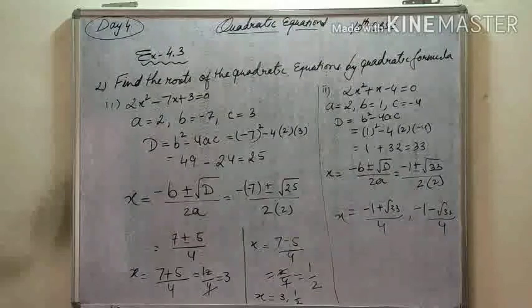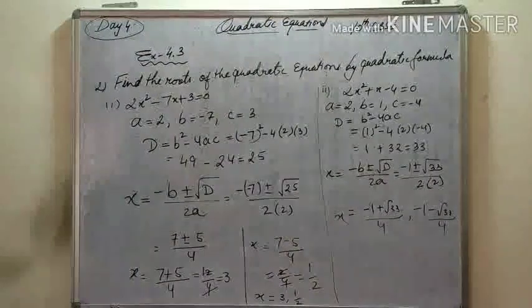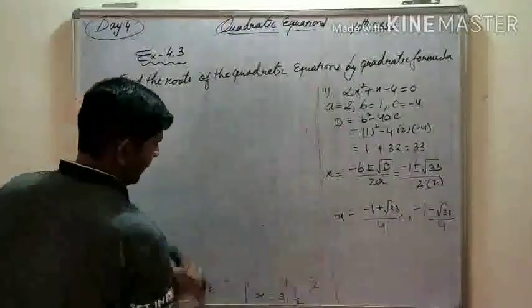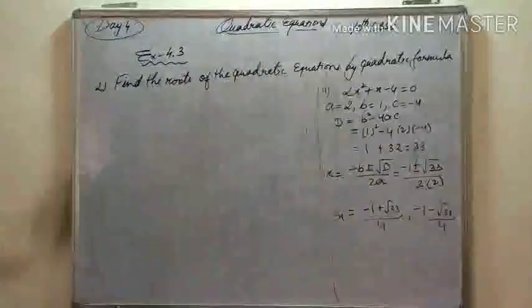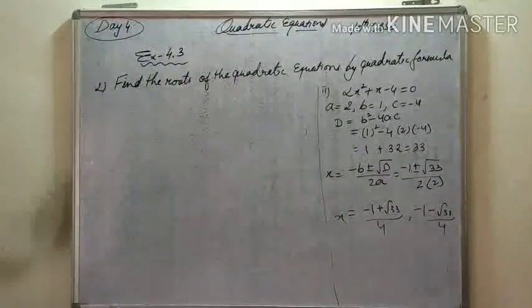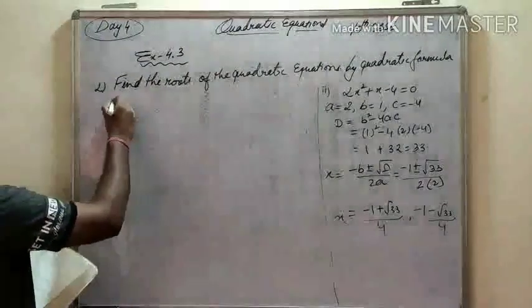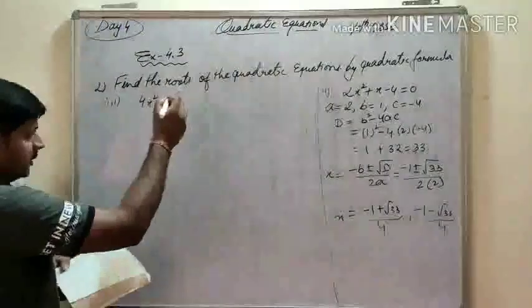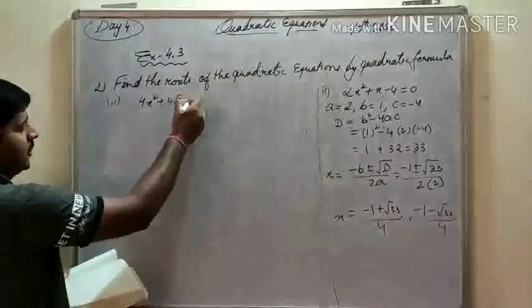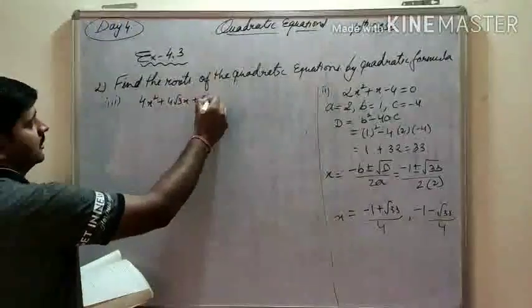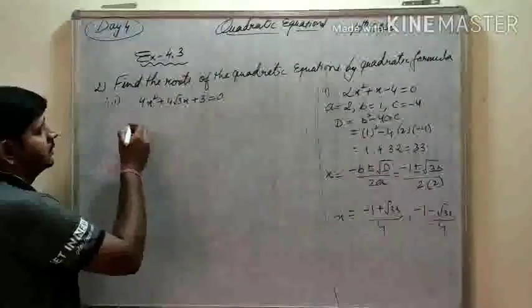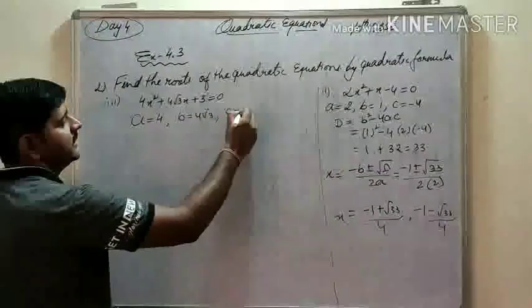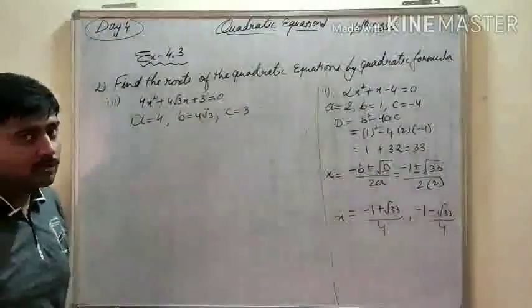Similarly, the third part that I left yesterday, I'm taking by the quadratic formula method. Its third part is 4x square plus 4 root 3 into x plus 3 equals 0. So a is 4, b is 4 root 3 and c is 3. A, b and c, we have all of them now.